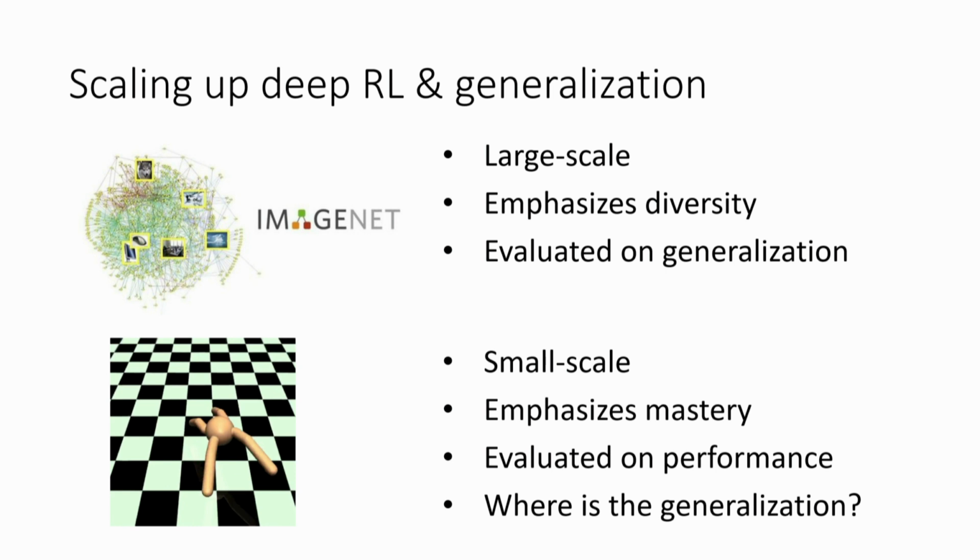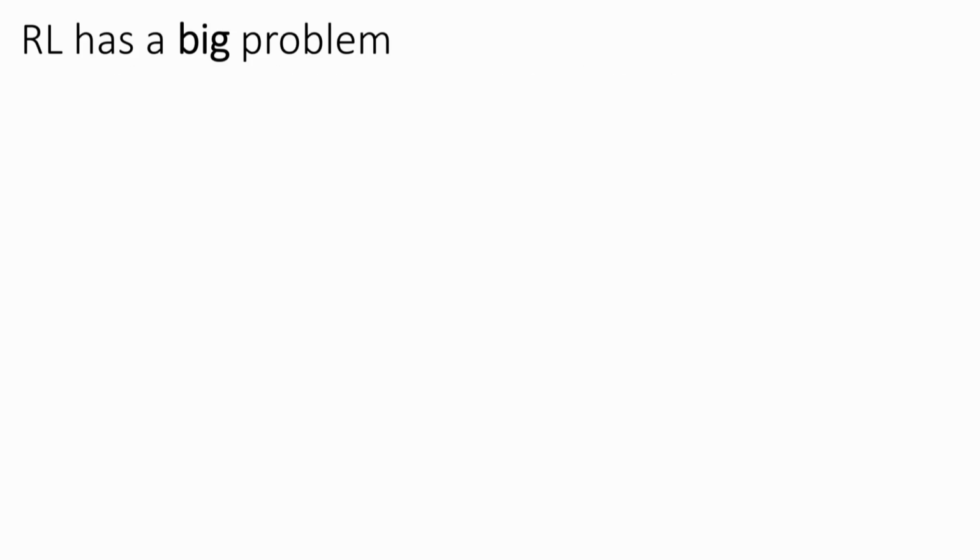So you can't really hope to get a policy that makes the ant run really fast to generalize to making the ant jump or run over an obstacle course, because the training environment is not diverse enough to accommodate that. And when it comes to studying generalization in diverse environments, reinforcement learning actually has a pretty big problem.